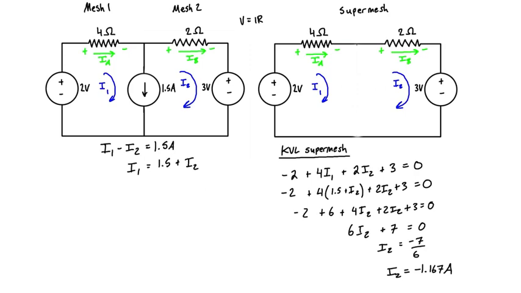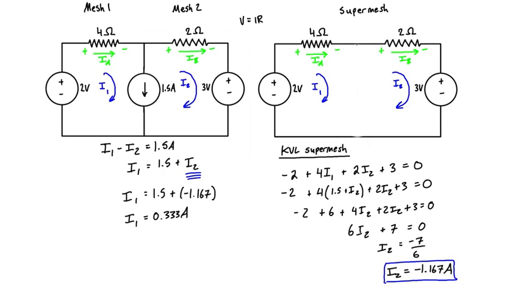Okay, so we can take this value for I2, and we can just plug it right in here where we have I2 in this expression. So we have I1 is just equal to 1.5 plus negative 1.167, or in other words, I1 is just equal to 0.333 amps. So if the problem asked you to find the mesh currents, that would be the answer. We have I1 and I2.